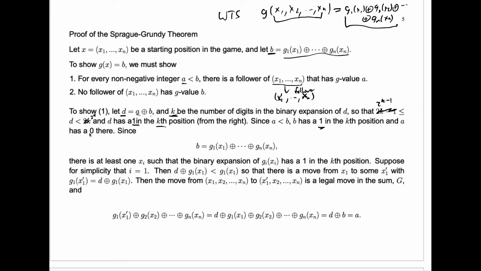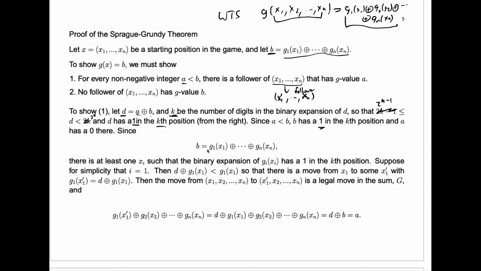if A also had a 1 there, in the nim sum, those would cancel out. So that's impossible. And if B didn't have a 1 there, then the nim sum of A and B would have a 0 there, and we chose that position, that kth position from the right, to be one where the nim sum is equal to 1. That means one has a 1 and one has a 0. The one with the 1 has to be B, because A is less than B here.